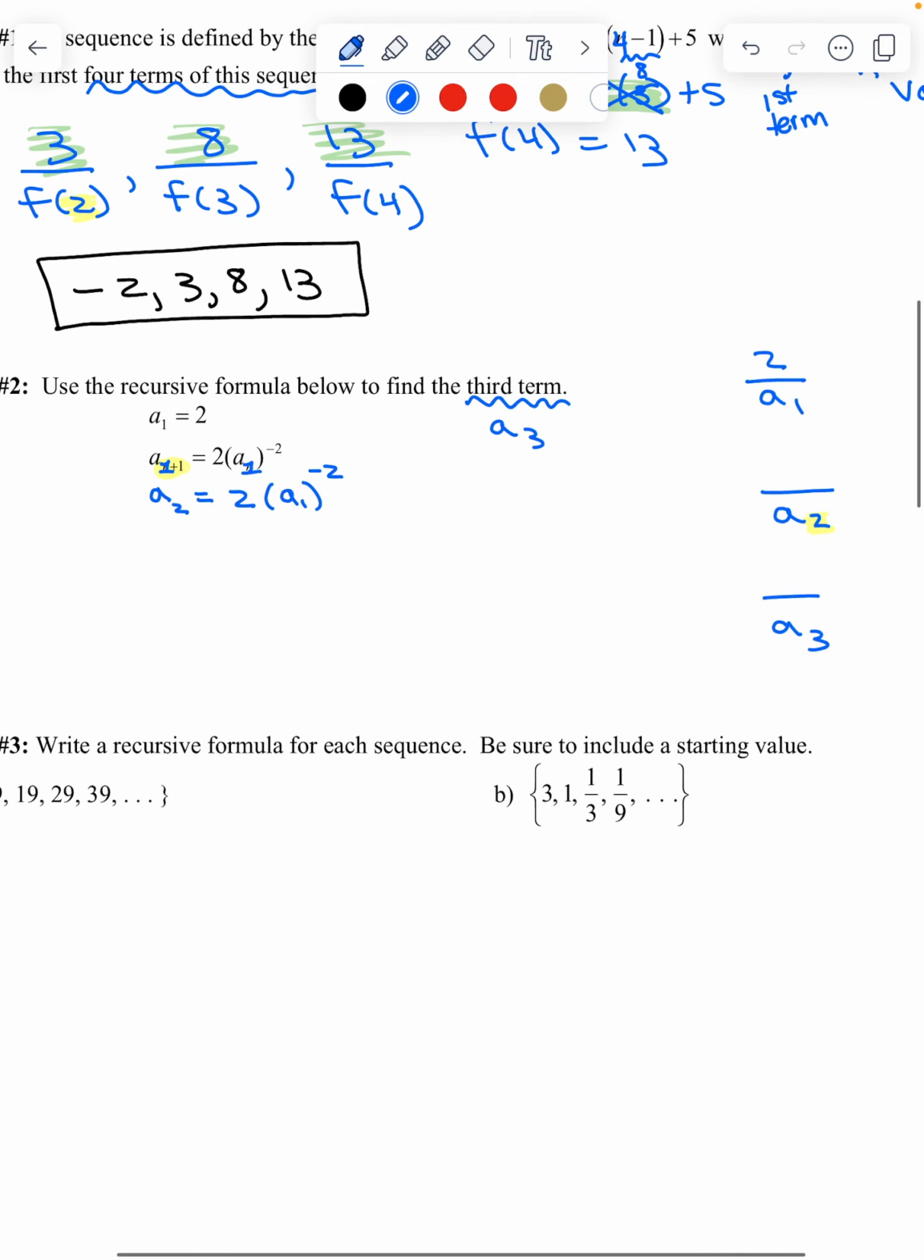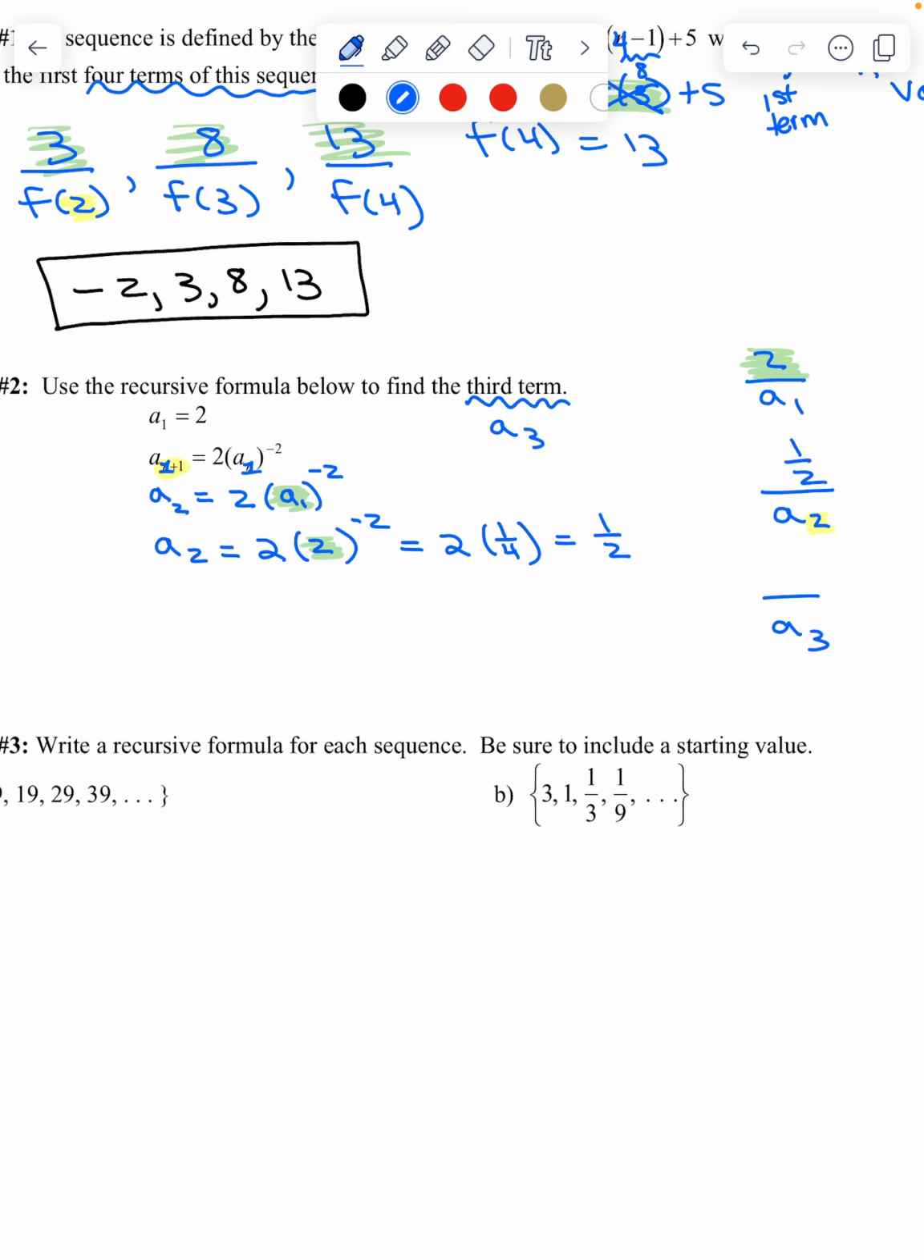Now I know the value of a sub 1, right? That's a 2. So I'm going to rewrite this equation. And where I see that a sub 1, I'm going to replace it with the value that I know that it is. It's a 2. And evaluate. So 2 times 2 to the negative 2 is like saying 2 times 1 over 2 squared, which is 1/4, which gives me a half. Okay. So now I know the value of the second term is a half. So I'm on my way to finding the value of the third term.